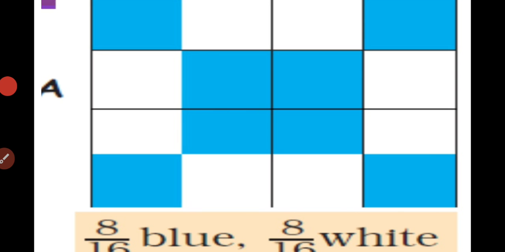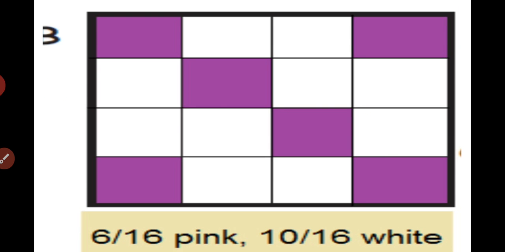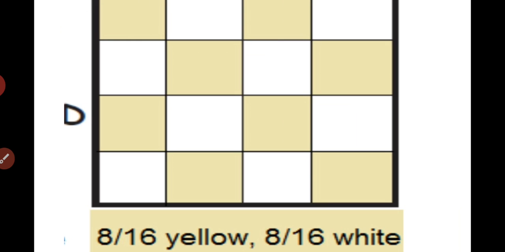Here is shape A. Now here is shape B. Here 6 squares are pink in color and the remaining 10 squares are white. So we can write 6 upon 16 for pink and 10 upon 16 for white.